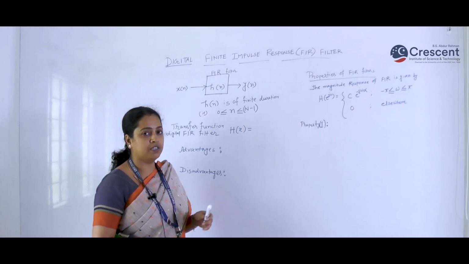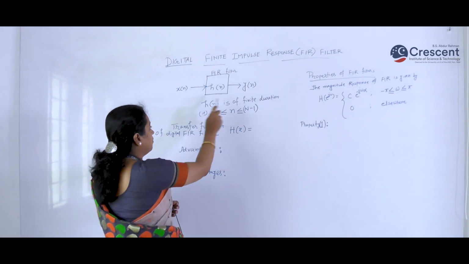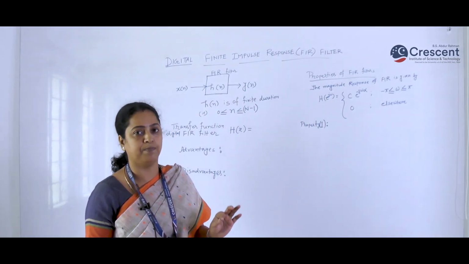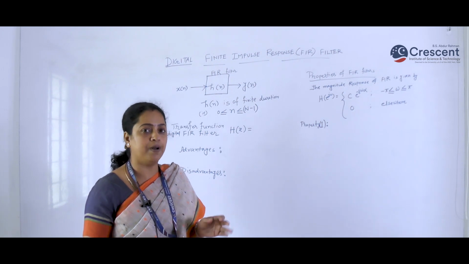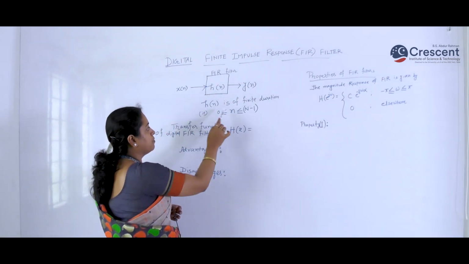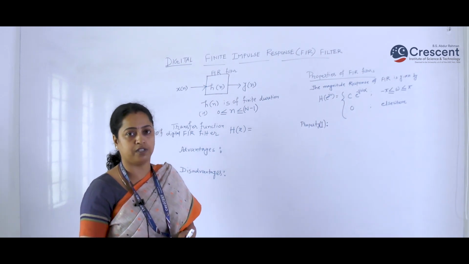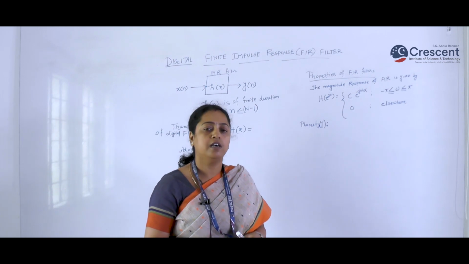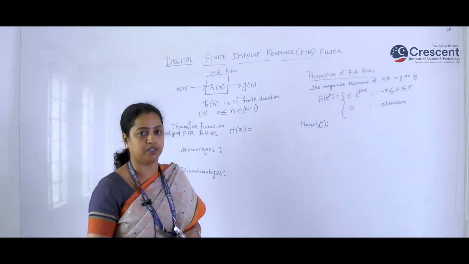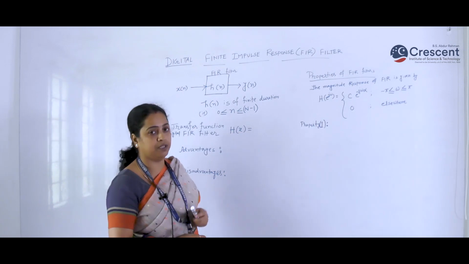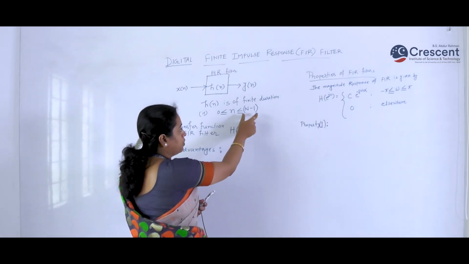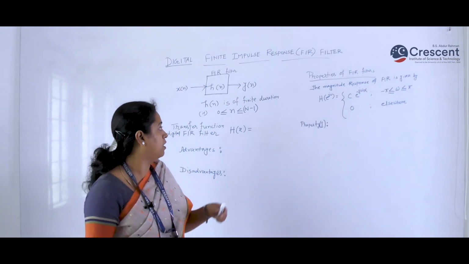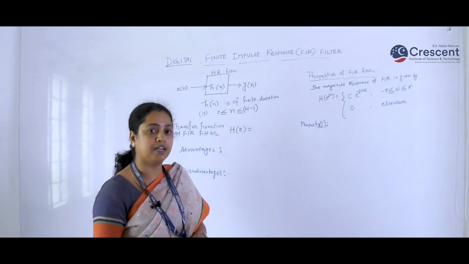We are going to see the form of the FIR filter and what its impulse response is, and why it is called a finite impulse response filter. The impulse response of the filter is of finite duration. It is not like an IIR filter, where the impulse response is of infinite duration; here it is of finite duration, that is, from 0 to N minus 1.